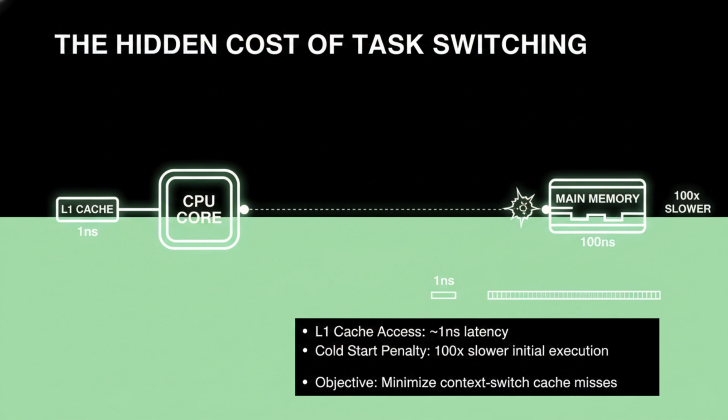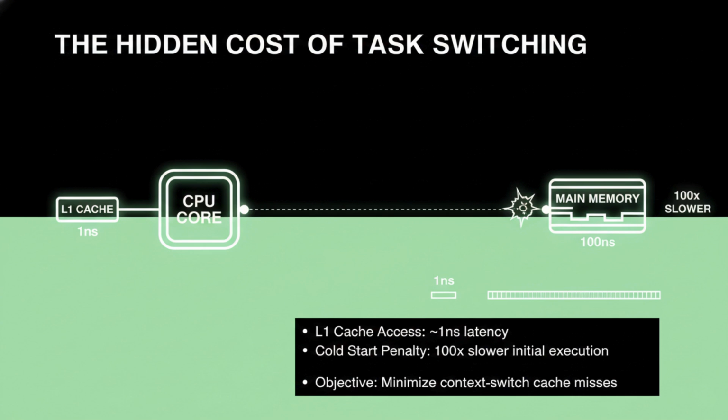Welcome, architects. When we talk about ultra-scalable systems, we often focus on network throughput or database IOPS. However, the true bottleneck for high-frequency trading and real-time microservices often lies within the CPU itself. Task latency is heavily dictated by cache hit rates.